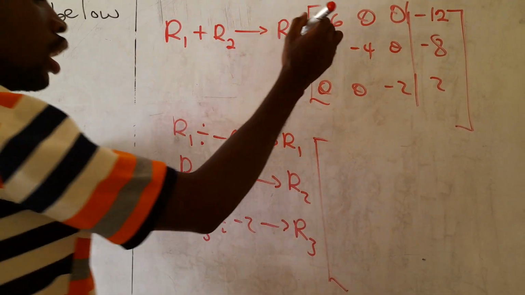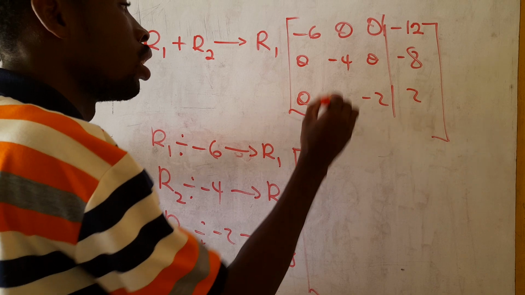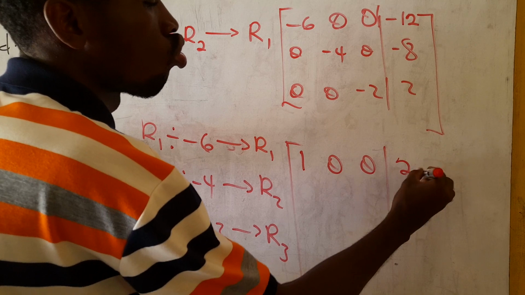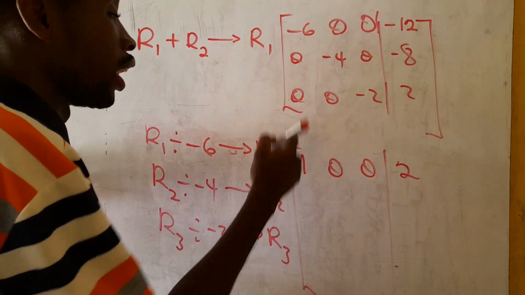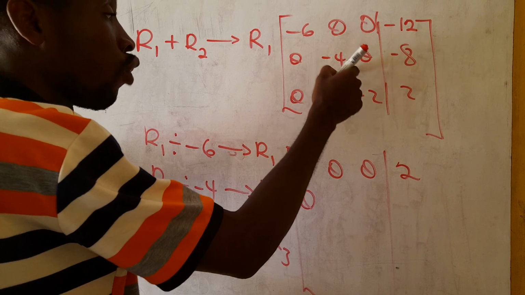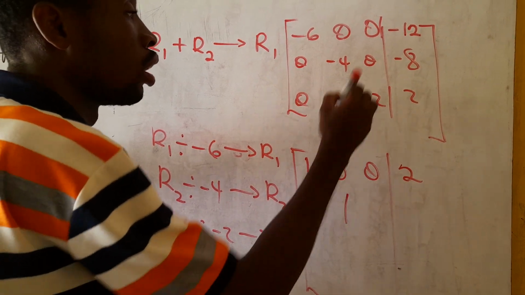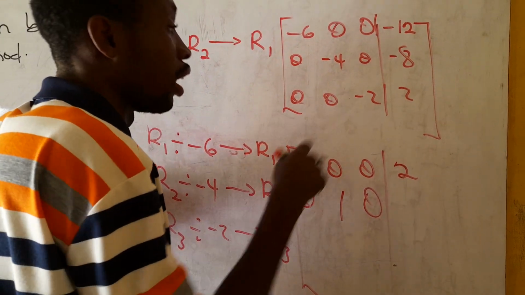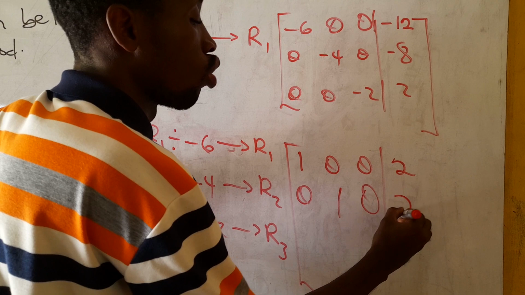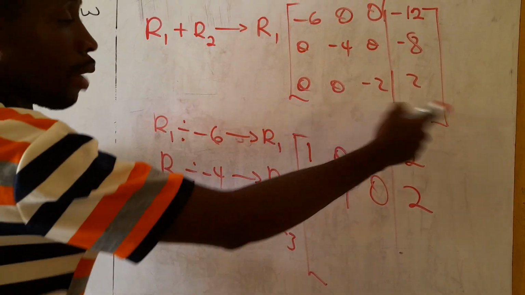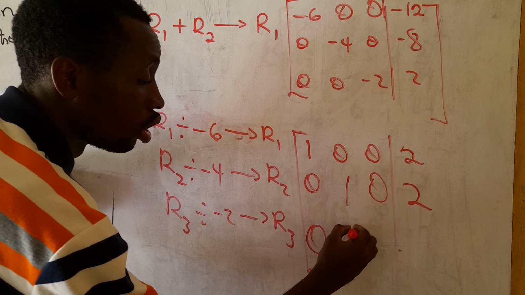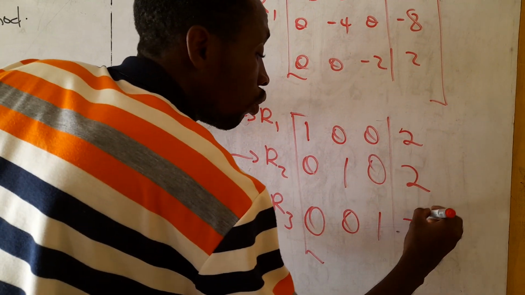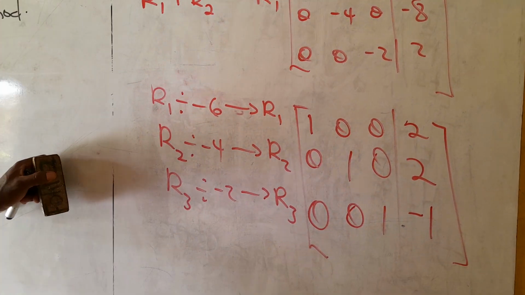So let's go. Negative 6 divided by negative 6 will be 1. So this will be 0, 0. Negative 12 divided by negative 6 will be 2. This by negative 4. So 0. Negative 4 divided by negative 4 will be 1. 0 divided by negative 4 will be 0. Negative 8 divided by negative 4 will be 2. Then this by negative 2. This will be 0, 0. This 2 divided by negative 2 will be negative 1. So we have done that now.